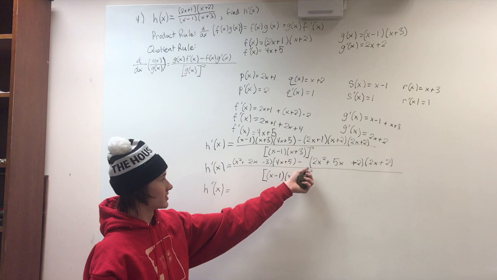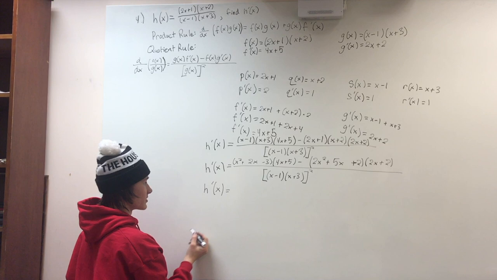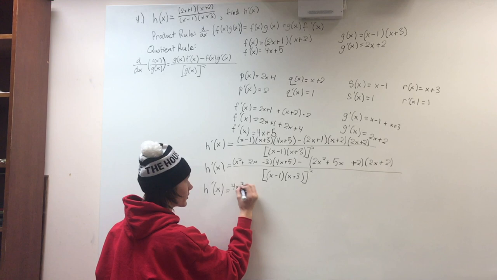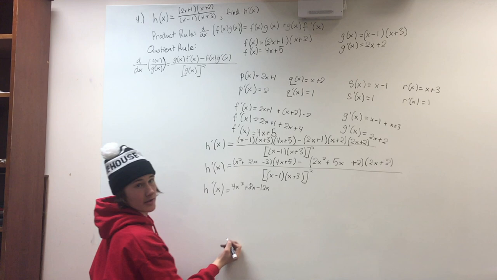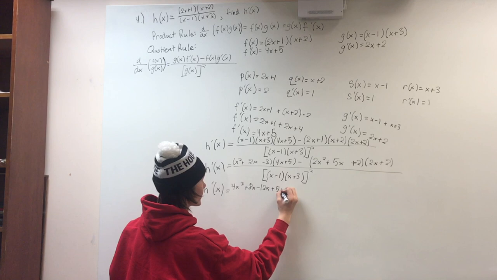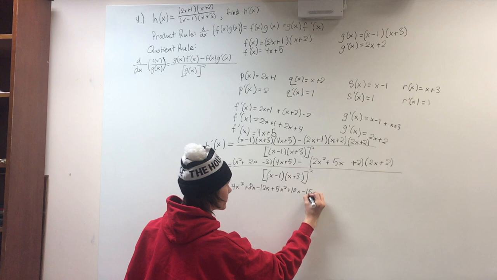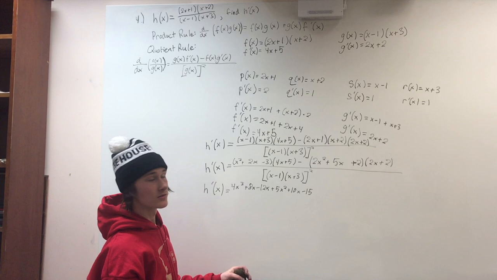So in multiplying in that 4x, we're going to say derivative of h of x is 4x to the third plus 8x squared minus 12x. And then in multiplying in that 5, we're going to say plus 5x squared plus 10x minus 15.